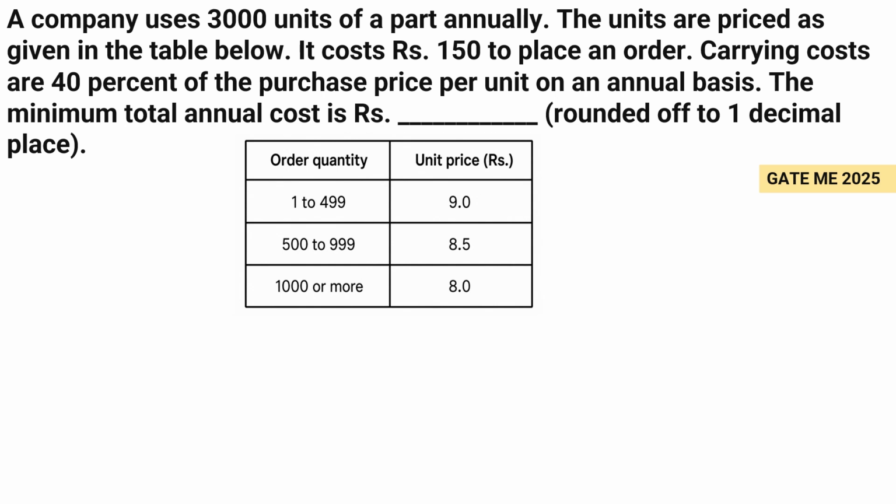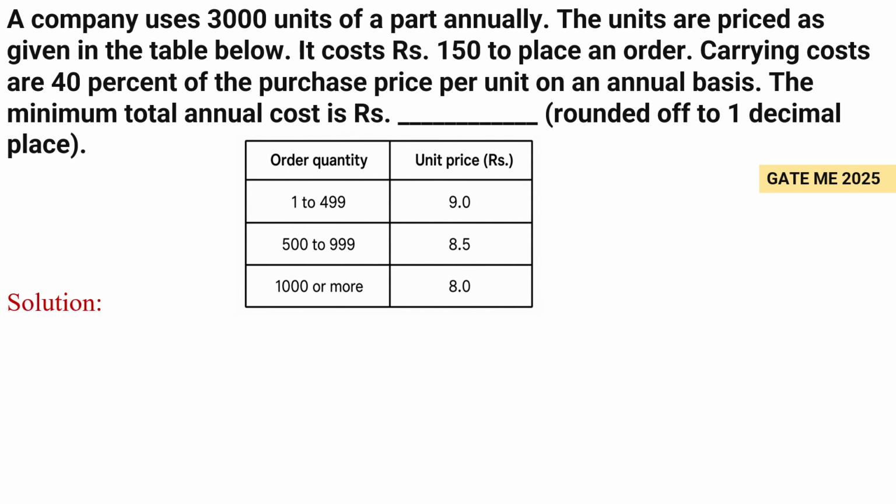In the present video, we will solve the GATE 2025 problem of the two price break model. Let's see the problem. A company uses 3000 units of a part annually. The units are priced as given in the table below. It costs 150 rupees to place an order. Carrying costs are 40% of the purchase price per unit on an annual basis. The minimum total annual cost is dash rupees.